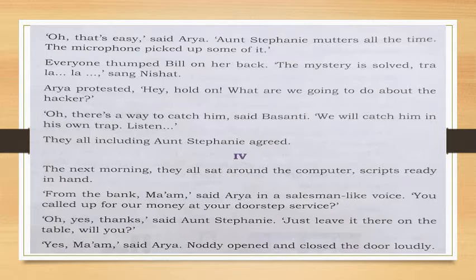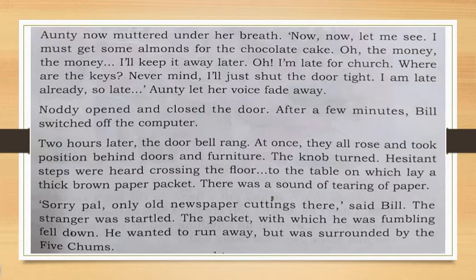Then next what happened? Auntie now muttered under her breath, Now, now, let me see. I must get some almonds for the chocolate cake. Oh, the money, the money. I'll keep it away later. Aunt pretended to do that. That means the sales boy has brought some money, and he kept that money on the table. And what she's saying is, okay, I want some money to purchase some almonds to prepare chocolate cake. Okay, I'll keep that money somewhere. I'll do that later, she said.